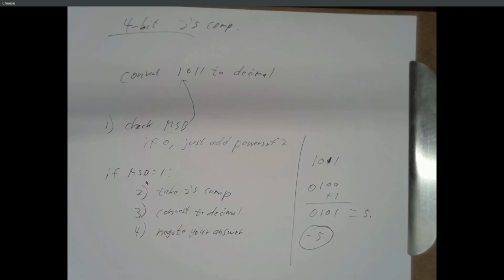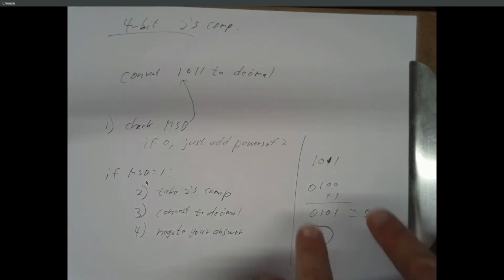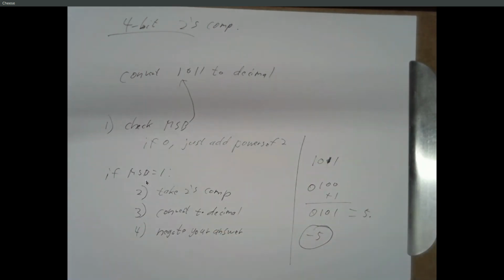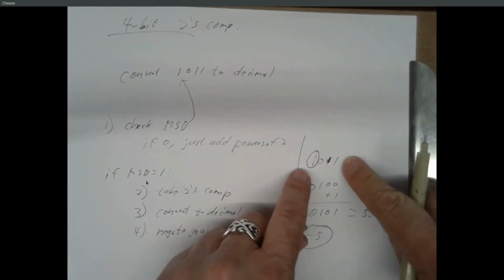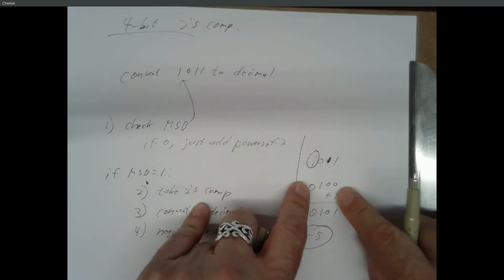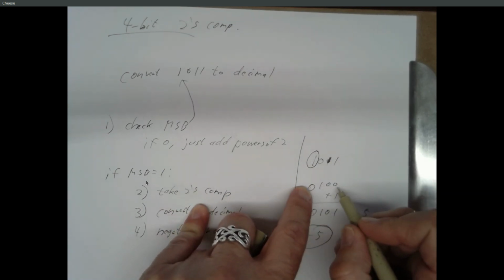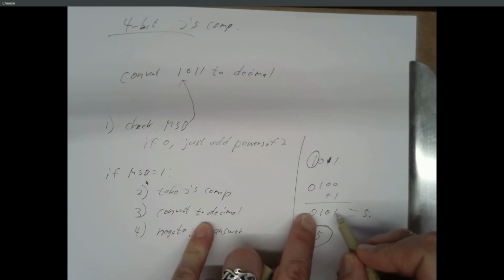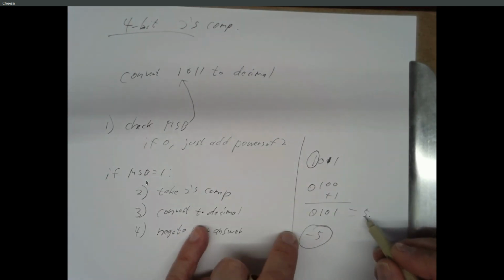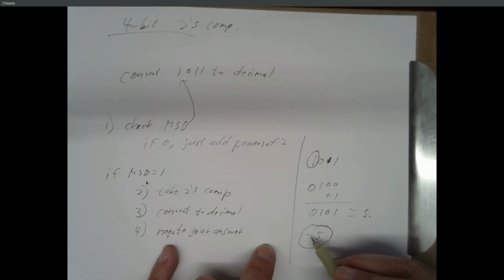Wait, so you added the one in the other one? So we're trying to find the value of this in decimal. I looked at this bit here and I said it's a 1, so this is a negative number. So I took the 2's complement, which means toggle each of your bits, 0100, and add 1, 0101. Convert that number to decimal, that gives me a 5, and then throw a minus sign in front. So that tells me that this number is equal to -5.